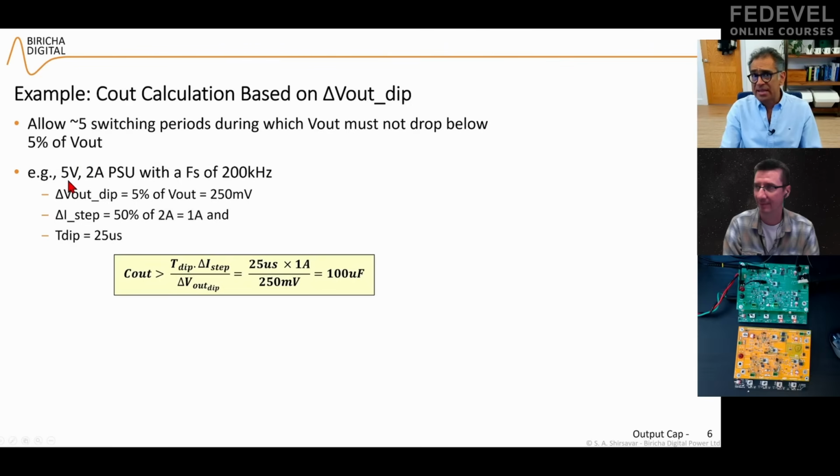So let us say that I have a 5 volt 2 amp power supply with a switching frequency of 200 kilohertz. On a 5 volt rail, if I allow 5% dip or undershoot, that is 250 millivolts.